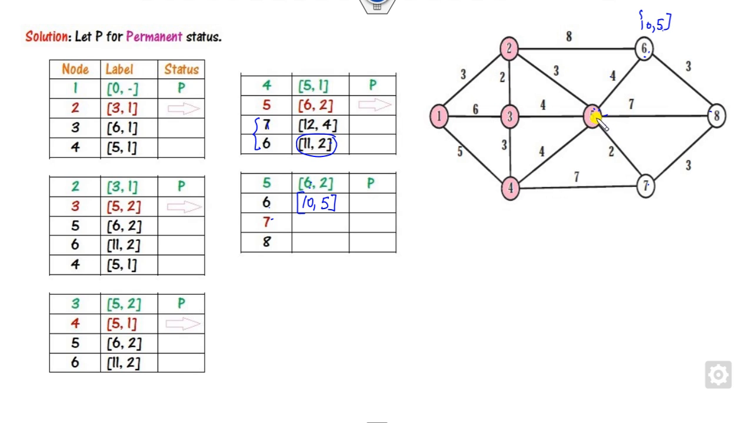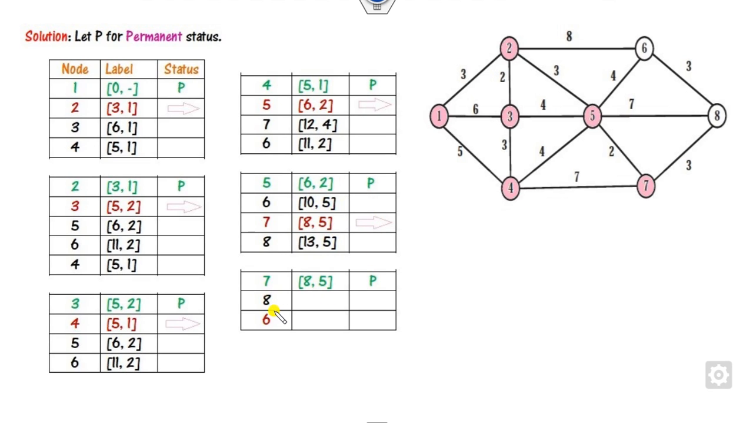Similarly for the 7, the value of the 5 is 6, and 7 is here, so 5 plus 2, that is 7 as the distance from node 5, but the previous value of 7 is 12 comma 4, and the new value is the minimum, so I can write it here. Similarly for the 8. Now which one is the minimum? 7 is the minimum, I can take this value and write it here. Again there is no previous value, so you can take the distance, this value is 8 comma 5. Now you can go from 7 to 8, this is 8 plus 3, that is 11, the previous value is 13, so this is the minimum, 11 from the 7, and so on.